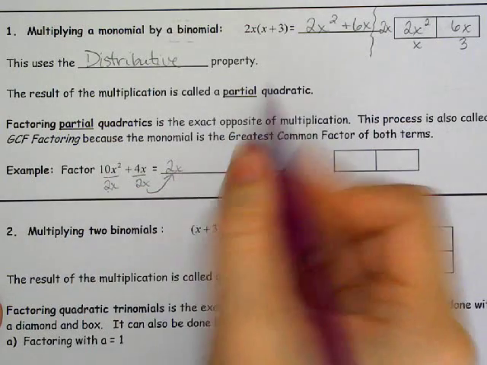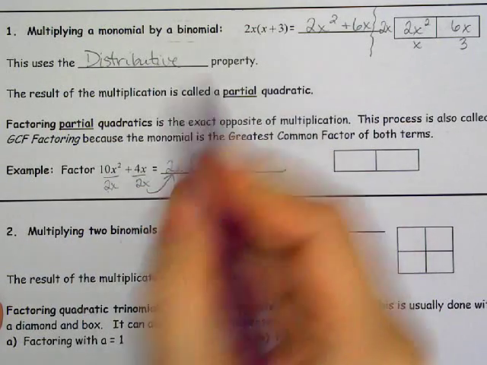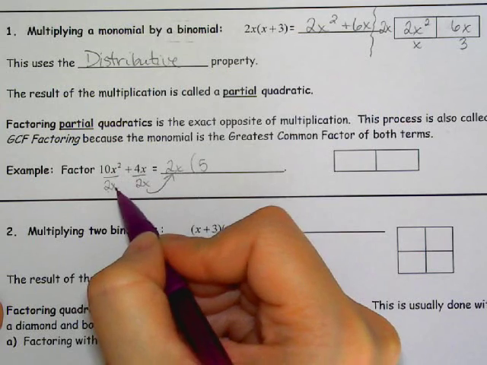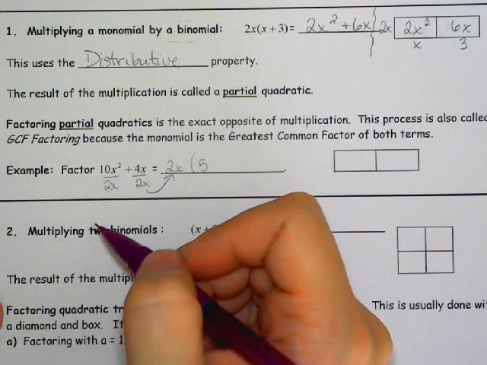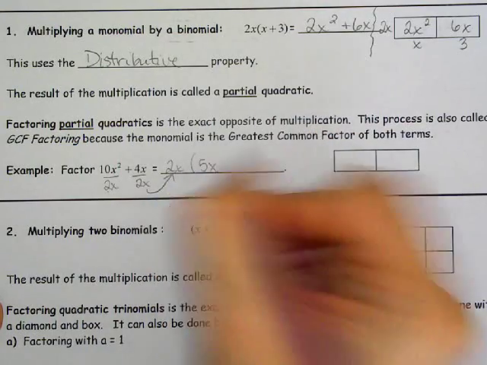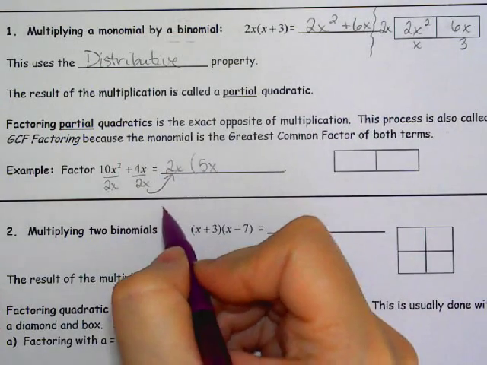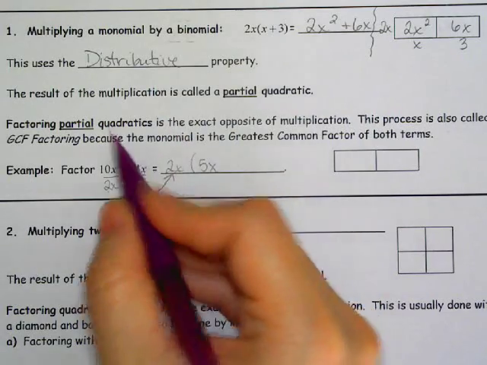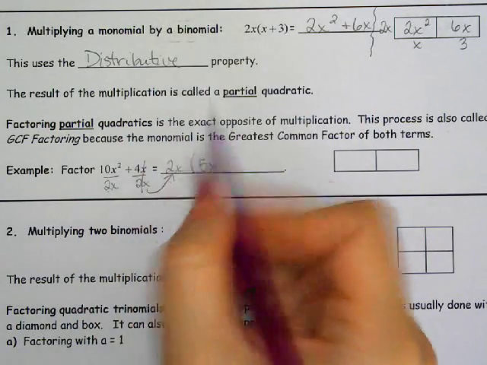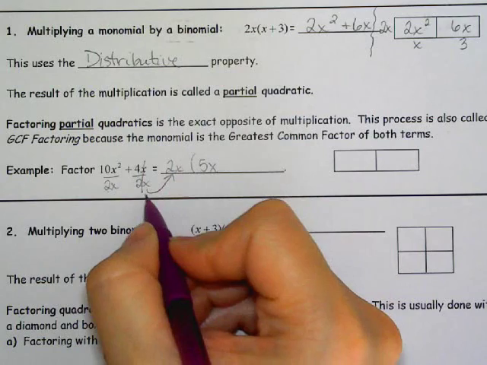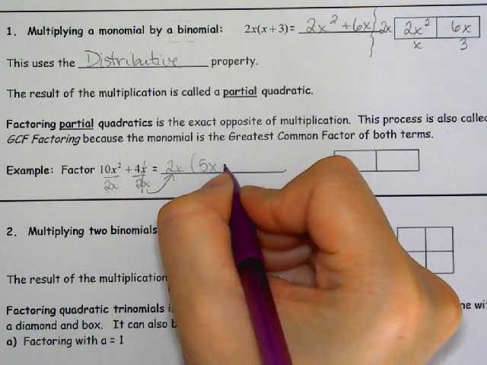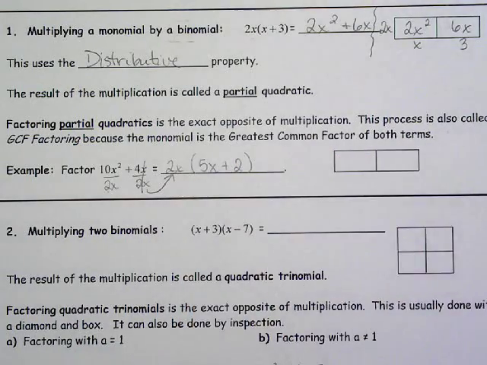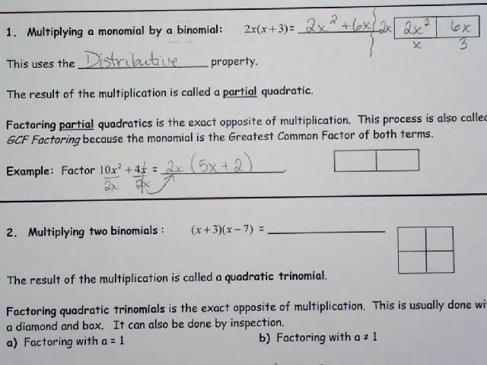So 10 divided by 2 is 5, and x squared divided by x, if I have 2 on the top and 1 on the bottom, one set divides out, and I'm left with x. So those 2 x's divide out, and it looks like I crossed out the 2, but I didn't. And then 4 divided by 2 is 2. So that is my factored form.